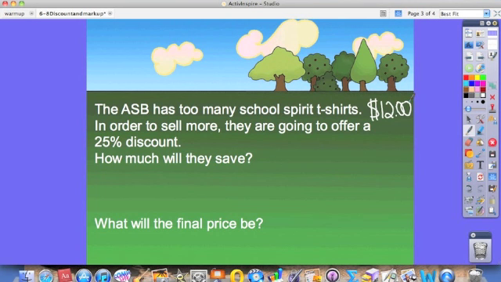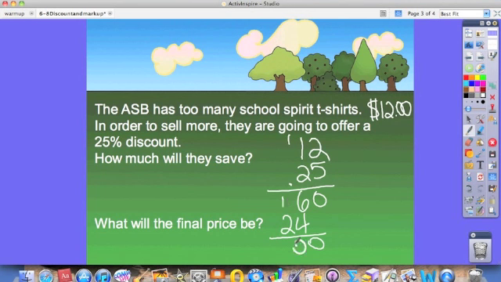So the first thing I'm going to do is find how much they will save. If a shirt is $12, I'm going to find 25% of that because that's my 25% discount, 0.25. 2 times 1 is 2. Move the decimal 2 places. Looks like I will be saving $3 on my ASB shirt.